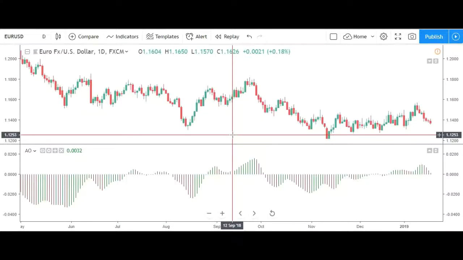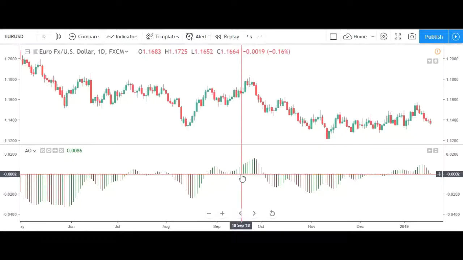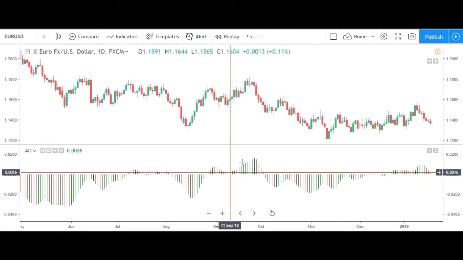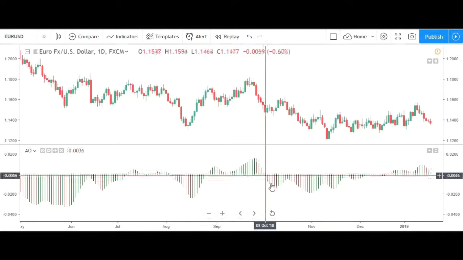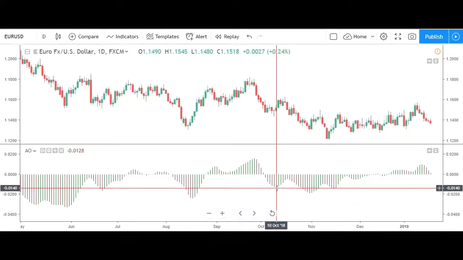Today we're going to be going over the Awesome Oscillator and how it works. Now the Awesome Oscillator uses two different simple moving averages on one oscillator. We use the 34 and 5 simple moving averages. The zero line the whole time is the 34 moving average, while this shows how the 5 simple moving average is relative to the 34 moving average.